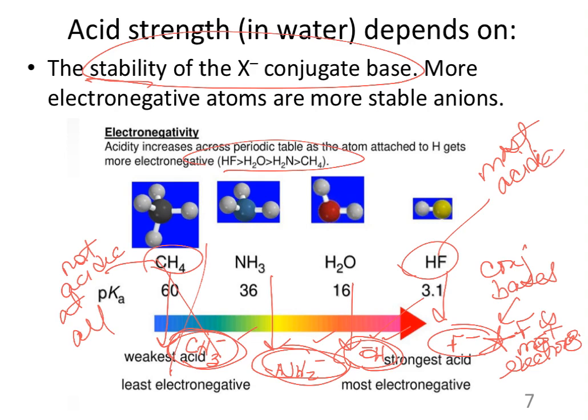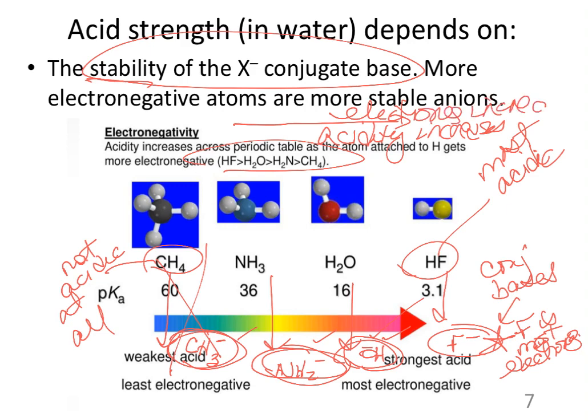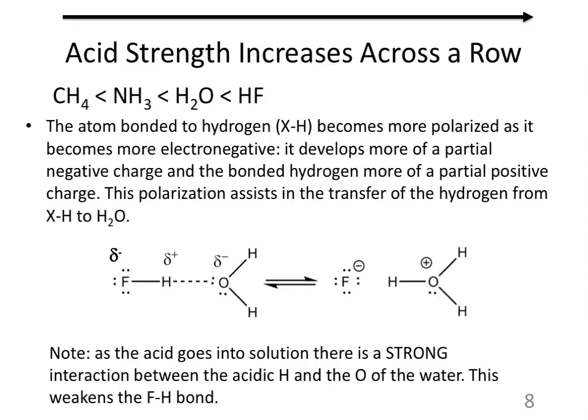So this is the first trend that says as you move left to right across a period, acidity increases. And so this is explaining why. It has to do with electronegativity. So as electronegativity increases, left to right, acidity increases. All right, so just kind of reiterating that, we're still on that first effect. Let's look at a mechanism for a compound acting as an acid.